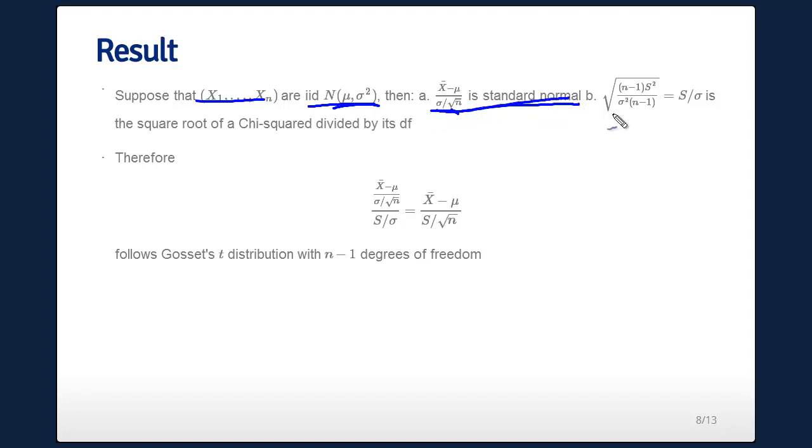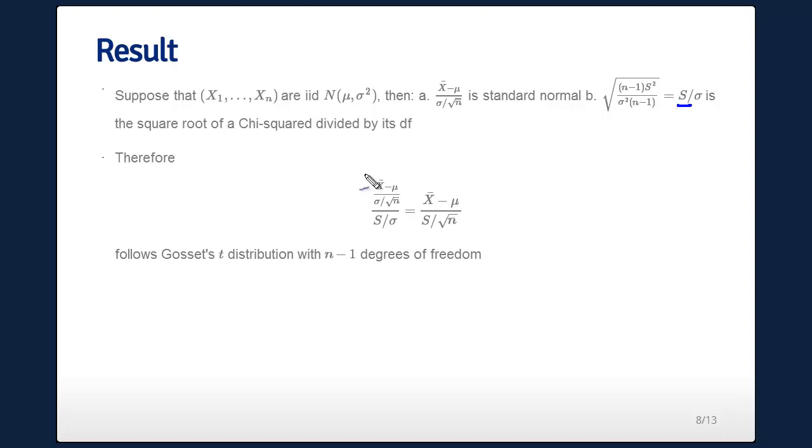And then b, we know that n minus 1 s squared over sigma squared is chi squared, so that divided by n minus 1 and then square root is the square root of a chi squared divided by its degrees of freedom. Okay, and that works out to be s over sigma.